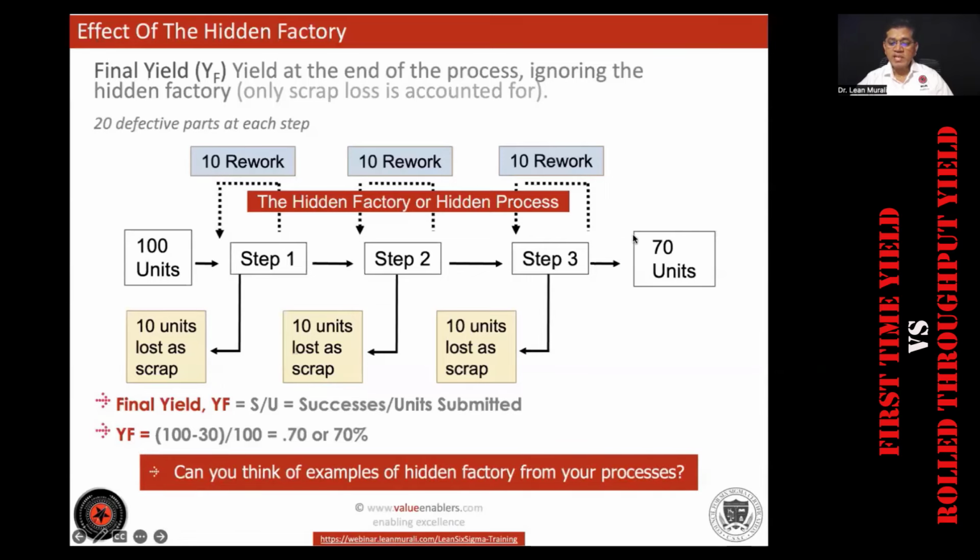Can you think of examples of hidden factory in your process? Can you think of some examples of hidden factory in your process? Okay, a lot of you can think of it. Percentage of code that is reworked. Fantastic. Incidents not resolved. Fantastic. Good. Increased cost. Great. Okay. Thank you very much for your amazing participation.